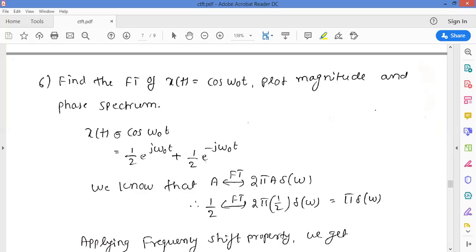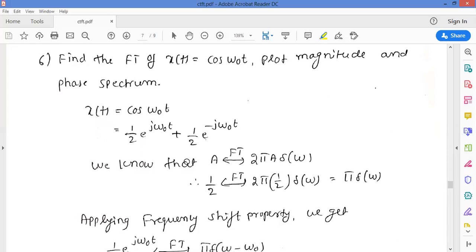So what will we do, how do you find this? Consider x(t) = cos(ω₀t). What is cos? e^{jx} plus e^{-jx} divided by 2. So I have 1/2 e^{jω₀t} plus 1/2 e^{-jω₀t}. Now from the previous discussion, you know that a constant a Fourier transforms into 2π a δ(ω). In place of a, I have 1/2. So 1/2 Fourier transforms into 2π times 1/2 δ(ω). So the 2 gets cancelled, and I have π δ(ω).